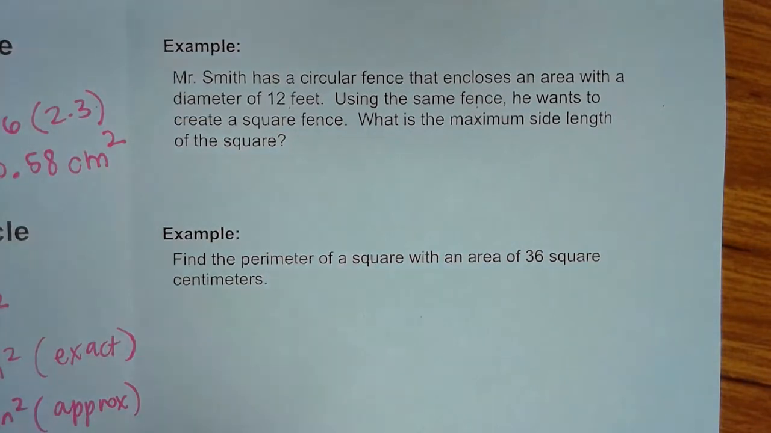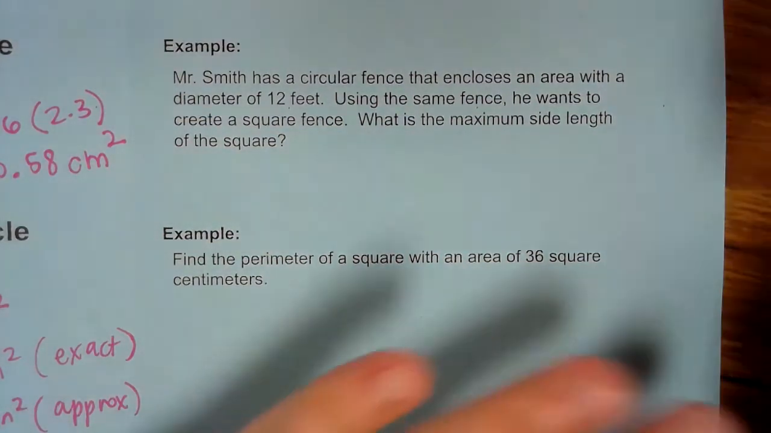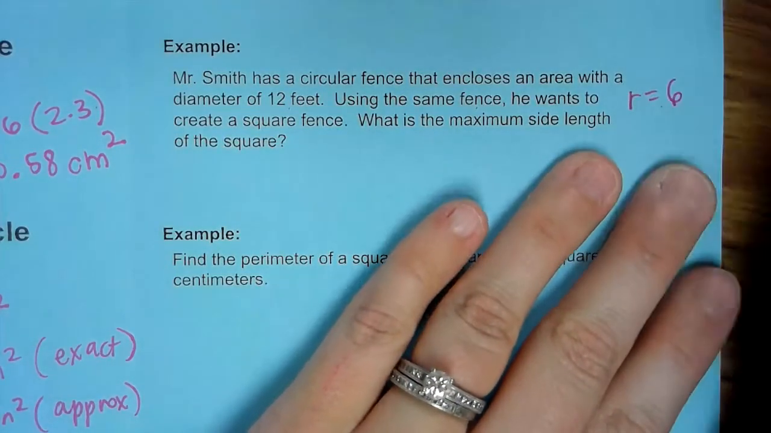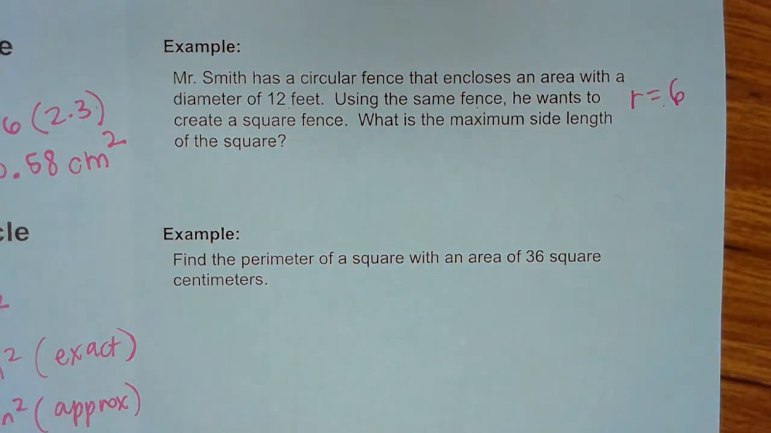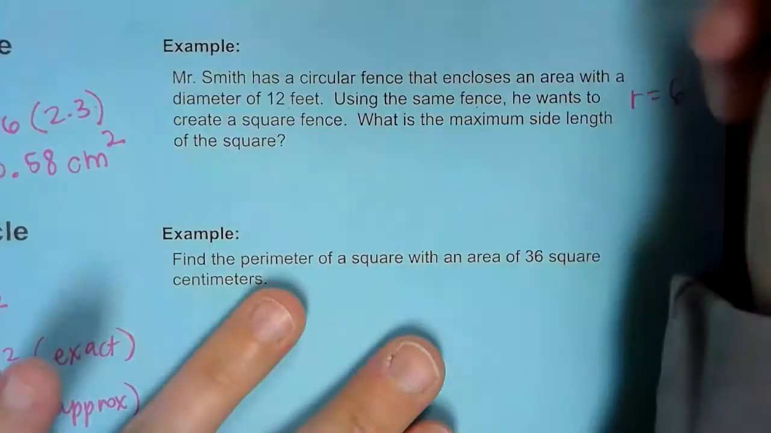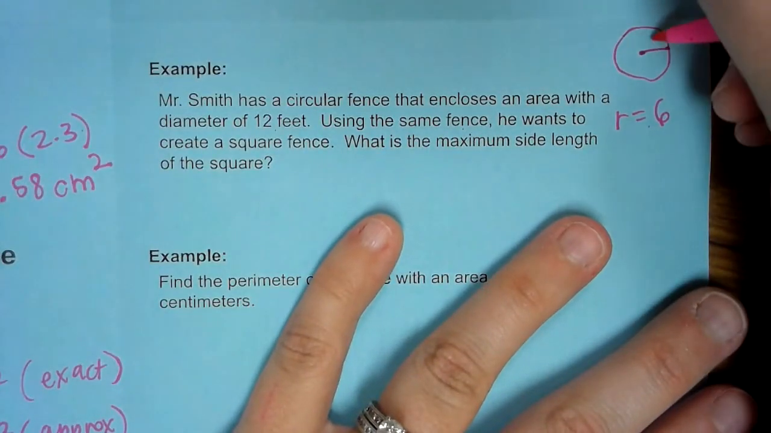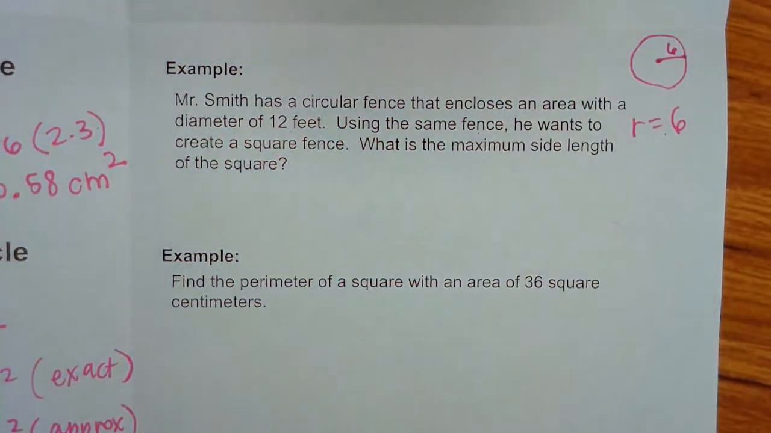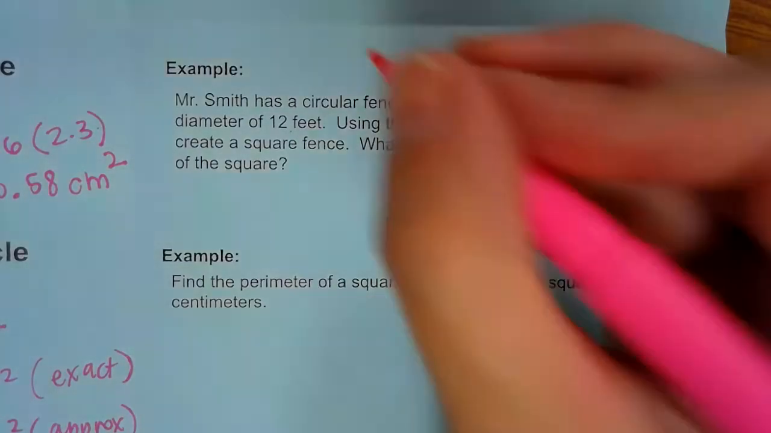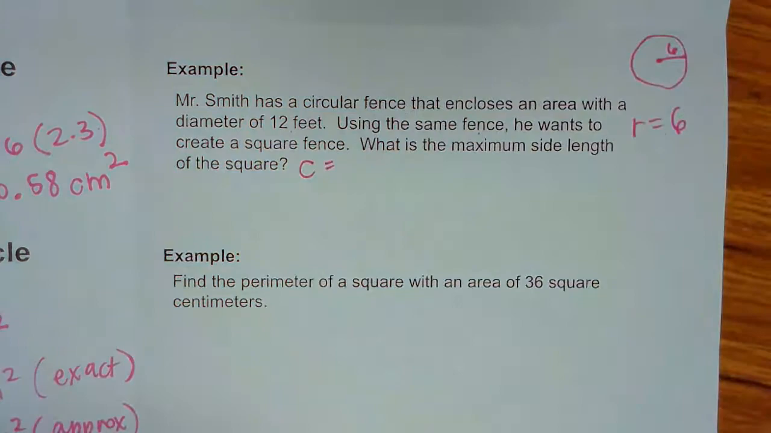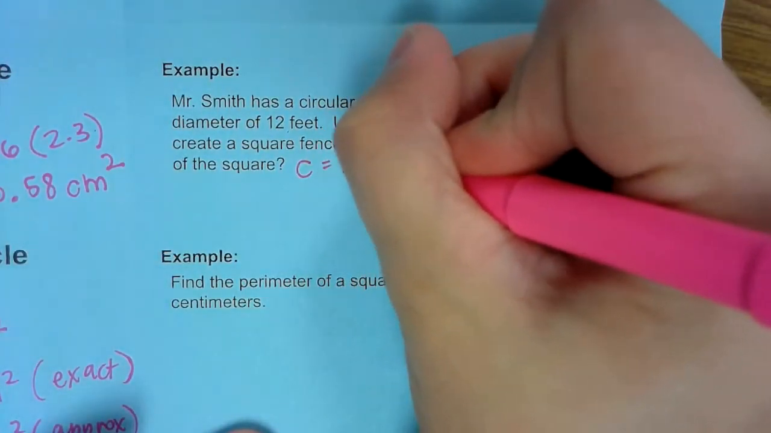Cute little word problem. Mr. Smith has a circular fence that encloses an area with a diameter of 12 feet. So I'm going to go ahead and make myself a note. If the diameter is 12, that must mean that my radius is 6. So it's a circular fence. We've got a circle, and the radius is 6. And if it's a fence, are we talking about circumference or are we talking about area? So fence, it's just going around the outside of my circle. That's definitely circumference. So I'm going to start by writing down my circumference formula.